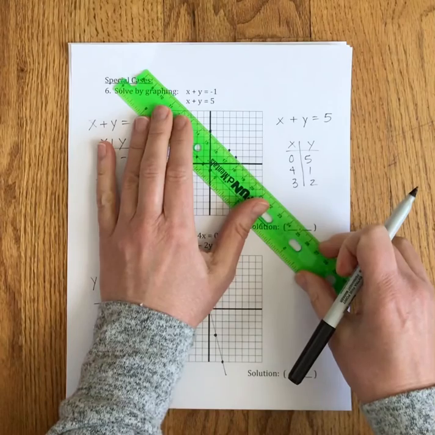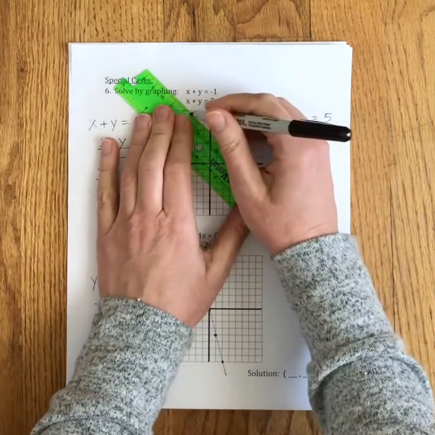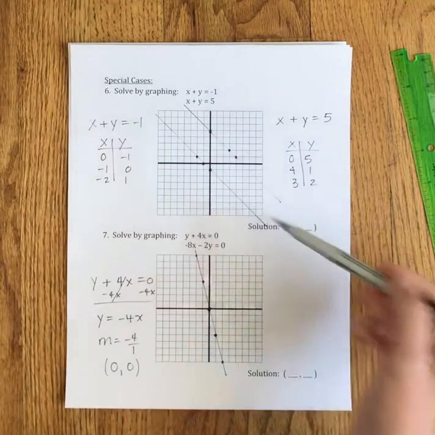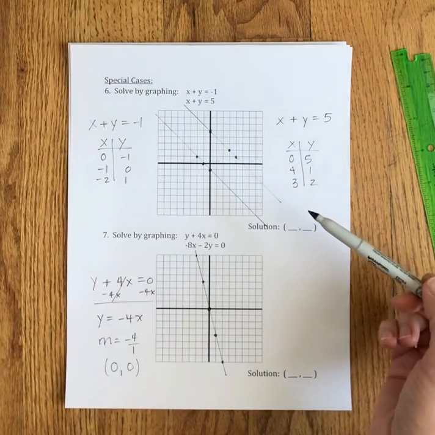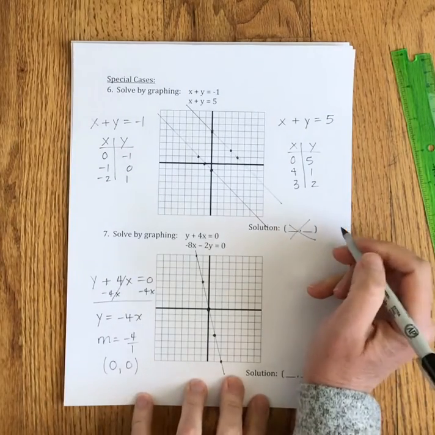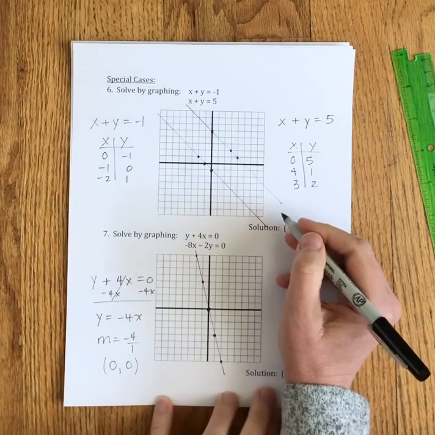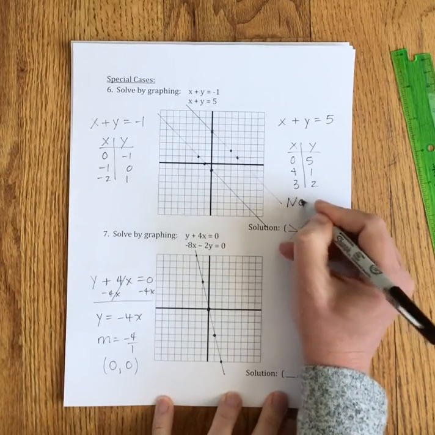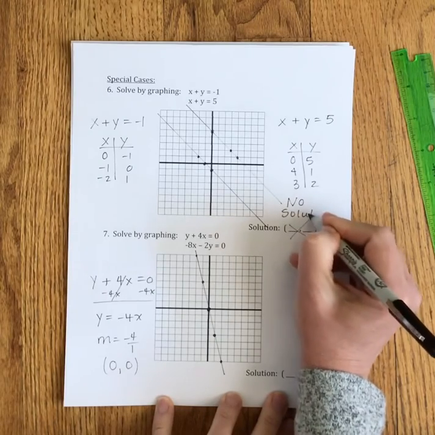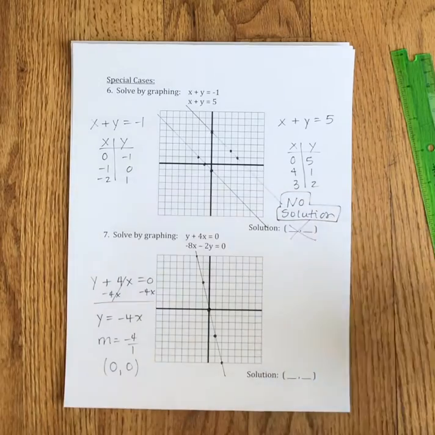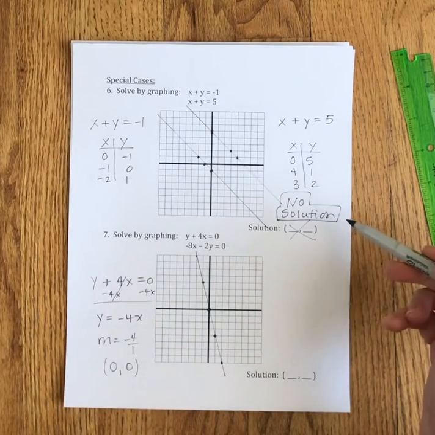Looks like we happen to have parallel lines. The lines are running at the same angle. They're not ever going to cross. So if the lines don't ever cross, that means there's no point that they have in common, or in other words, there's no solution. So this is one of the special things that can happen. If the lines are parallel and do not cross, then there's no solution.